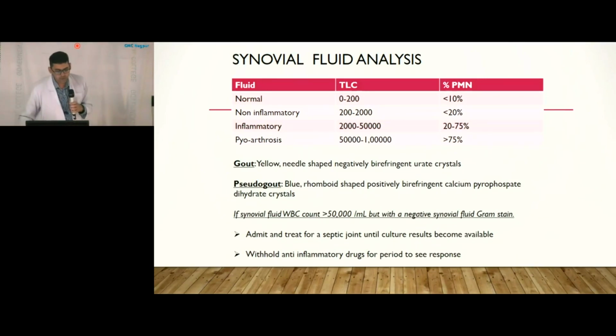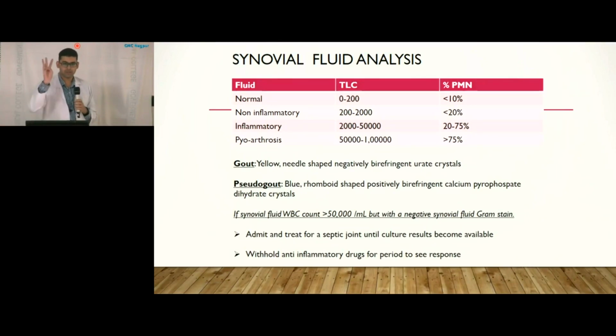The second important thing is the TLC count. So what is the normal TLC count? 0 to 200, and less than 10% would be polymorphs. In the non-inflammatory group, it is 200 to 2000. These are again arbitrary differentiations, there is no cutoff. But one thing is very clear: if the synovial fluid count is more than 50,000 with a negative gram stain and more of polymorphonuclear leukocytes, the chances of having septic arthritis is very high.